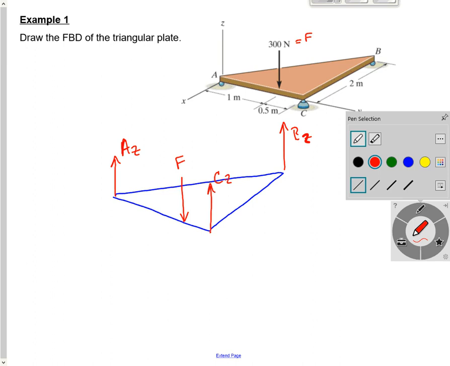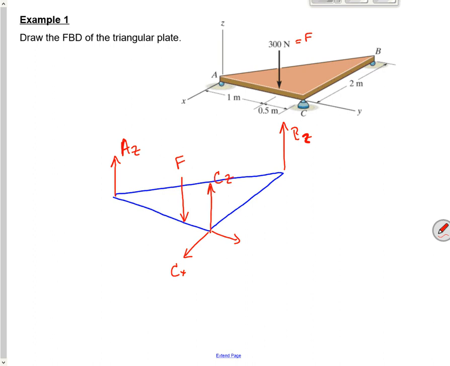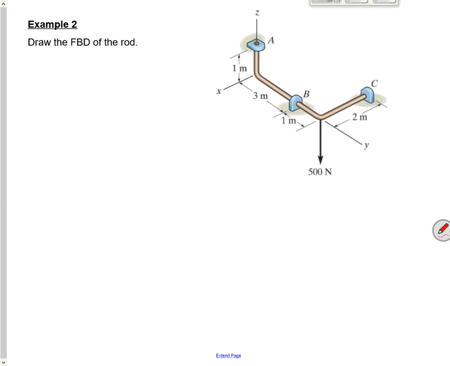So this should be CZ. And then it'll also produce X and Y. That looks better. And that should be it. That should be all the forces acting on that object.